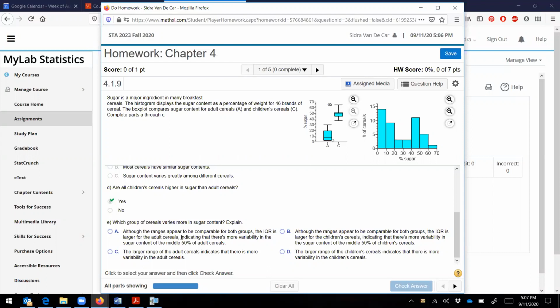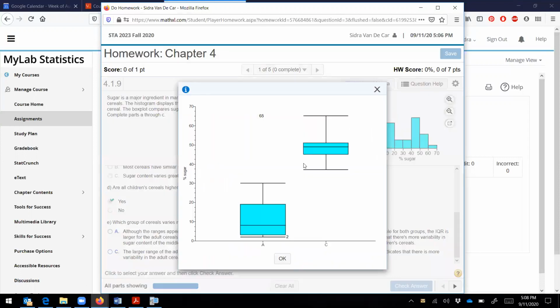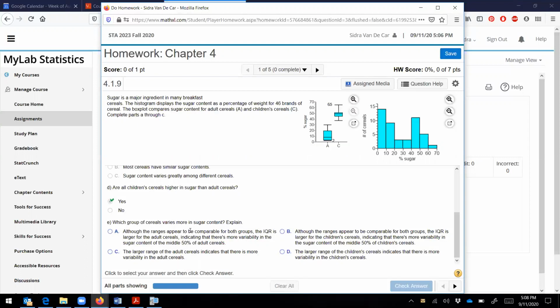So let's see. Okay, let's check that. Is it true that the IQR is larger? Yep, the IQR is larger. So 28 versus 30, that's about equal. So I'm going to lean towards this statement, but let's check the others. Although the ranges appear to be comparable for both groups, the IQR is larger for children's cereal.